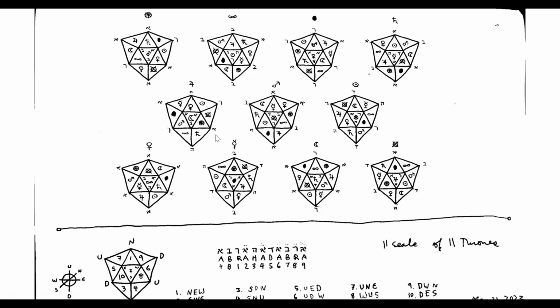Okay, so here's an Aleph. This is in the Chesed throne, and this position here, which I think is down, and you can see it's the same here, right? It's an Aleph because it's the same position. So this is A B R A H A D A B R A.